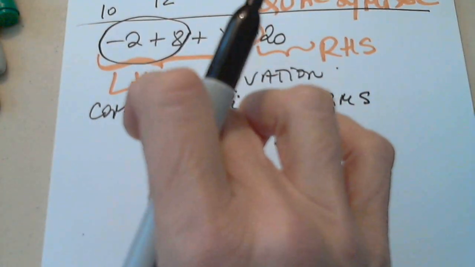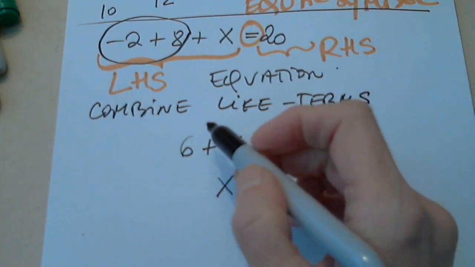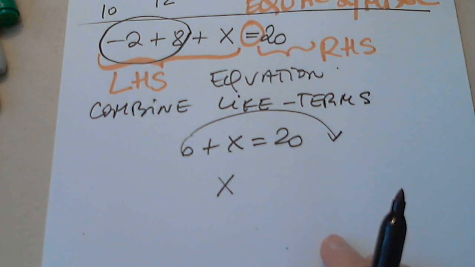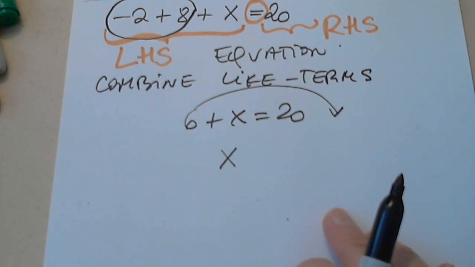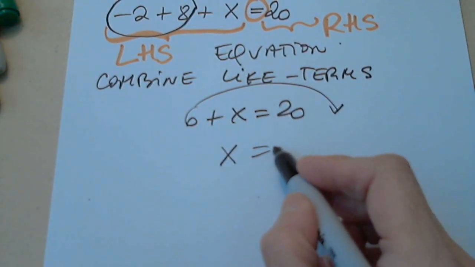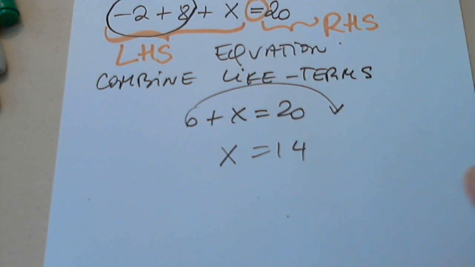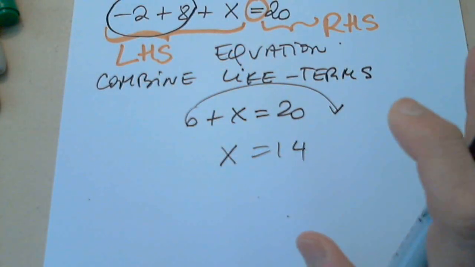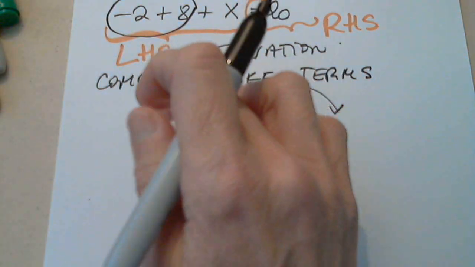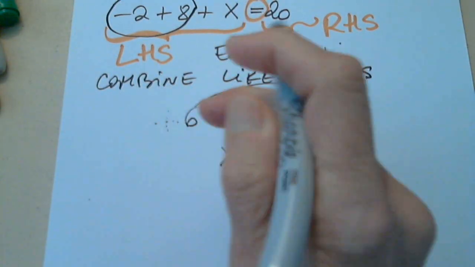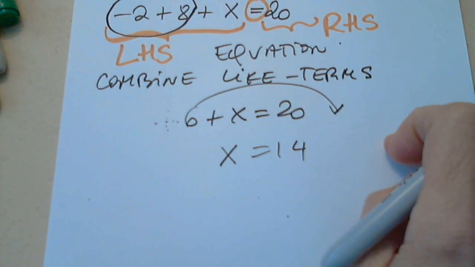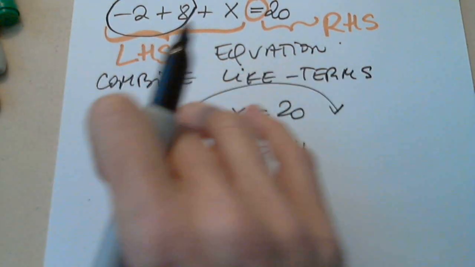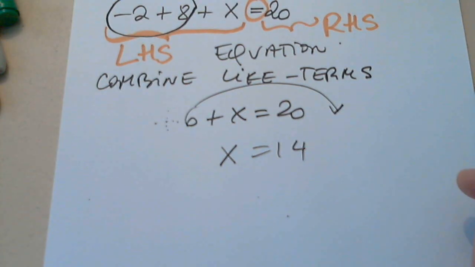If I want to move a term from one side to the other, all I have to do is change its sign. 20 minus 6 is 14. That's all I need. You don't need extra writing, you don't need a horizontal line, nothing. It was positive here. It will move to the other side and change its sign. That's all it does. I'm allowed to move terms from one side to the other. The only thing I need to do is change the sign.